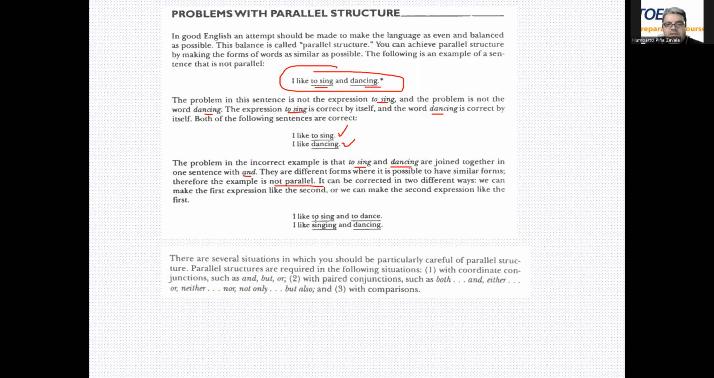So I like to sing and to dance, right? Two infinitives joined together with the conjunction. Or I like singing and dancing, right? Two gerunds joined together with the conjunction.